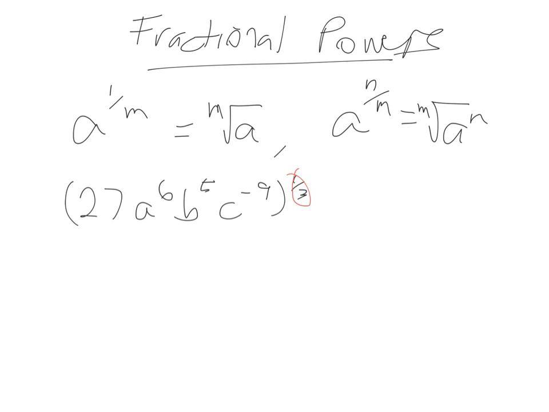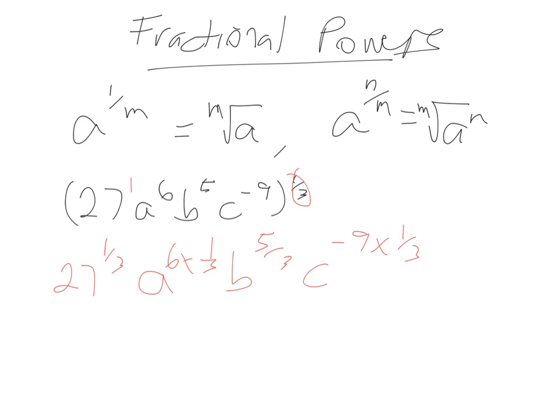So remember this is 27 to the power of 1, so we'll put 27 to the power of 1 times a third, which is a third. A to the power of 6 times a third. B to the power of 5 over 3, or 5 times a third. And C to the power of negative 9 times 1 over 3.